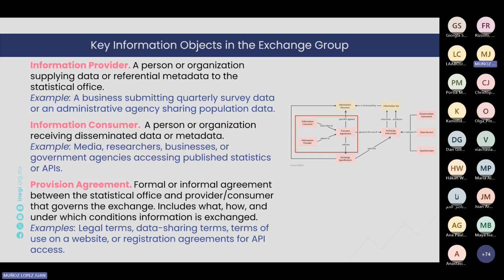Well, let's go inside this group. The first objects describe the providers and consumers. The organizations or people who give or receive data are these objects. Then we have provision agreements that define the conditions like contracts, website terms of use, API access rules, and so on. These objects define who is involved in the exchange and under what terms.